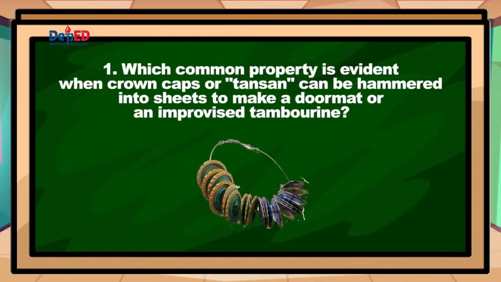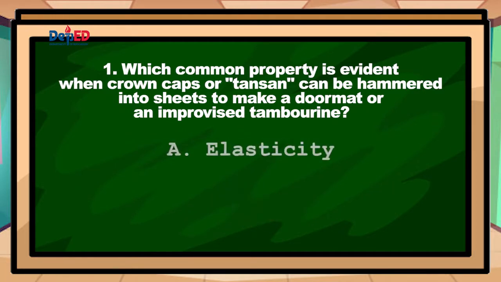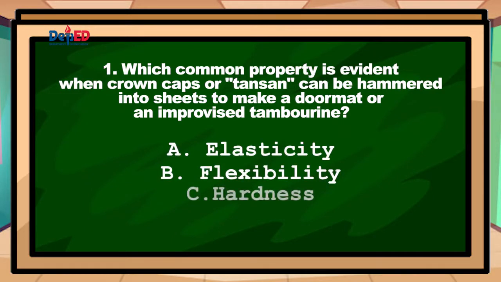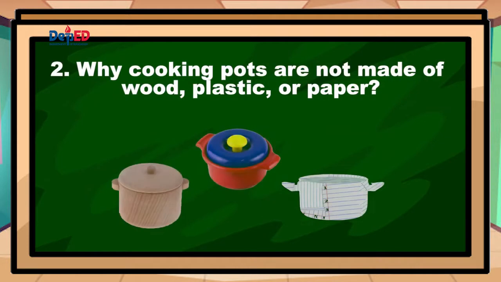Number 1. Which common property is evident when crown caps or tin cans can be hammered into sheets to make a doormat or an improvised tambourine? A. Elasticity. B. Flexibility. C. Hardness. D. Malleability.